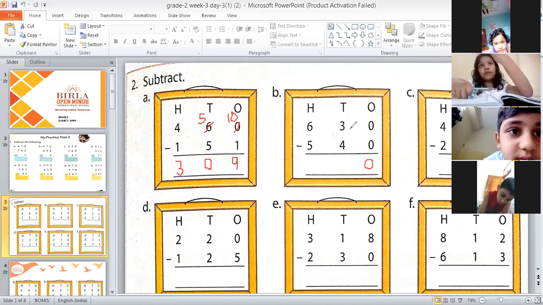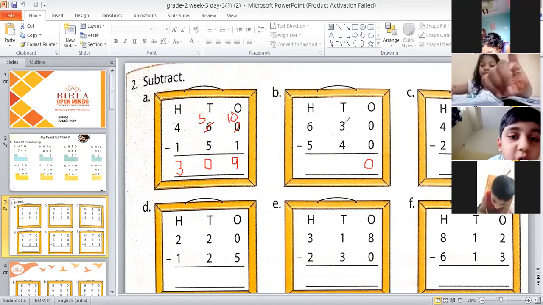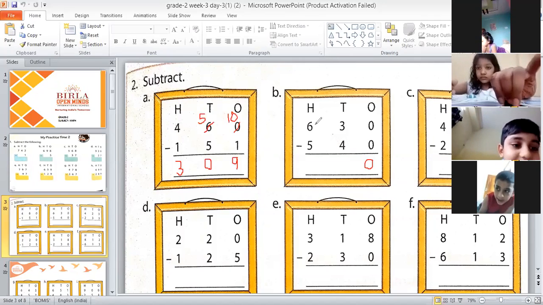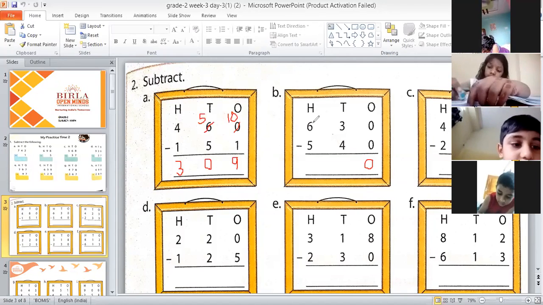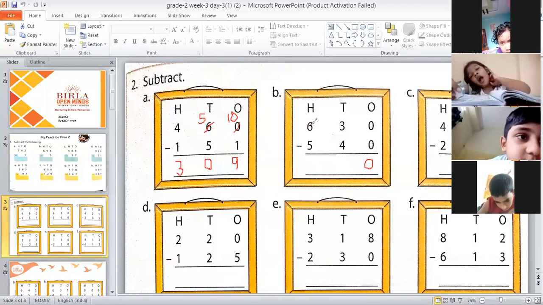Now in tens place, RN, is it possible to take away 4 from 3? No. What we will do? Borrow. So this time we will take borrow from the number in hundreds place, children. Children, pay attention here. You are doing these type of questions for the first time. This time we will take borrow from the number in hundreds place.